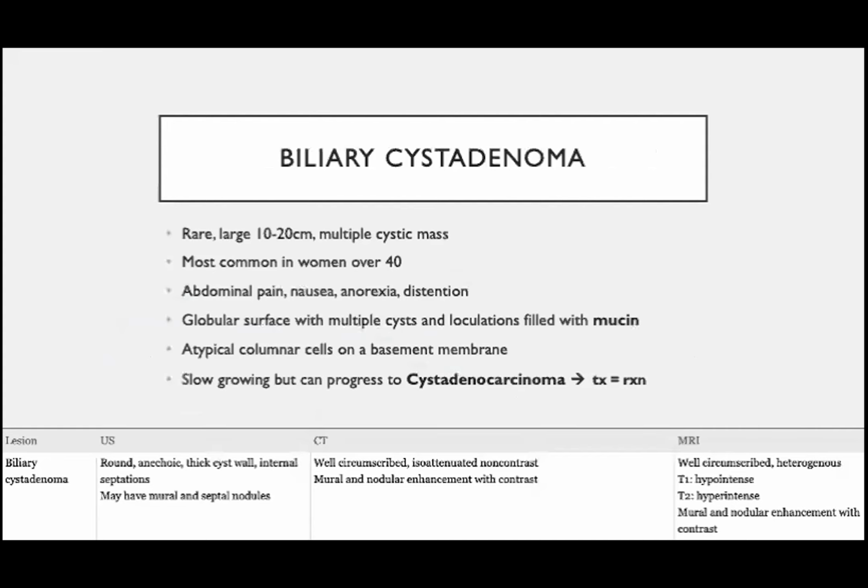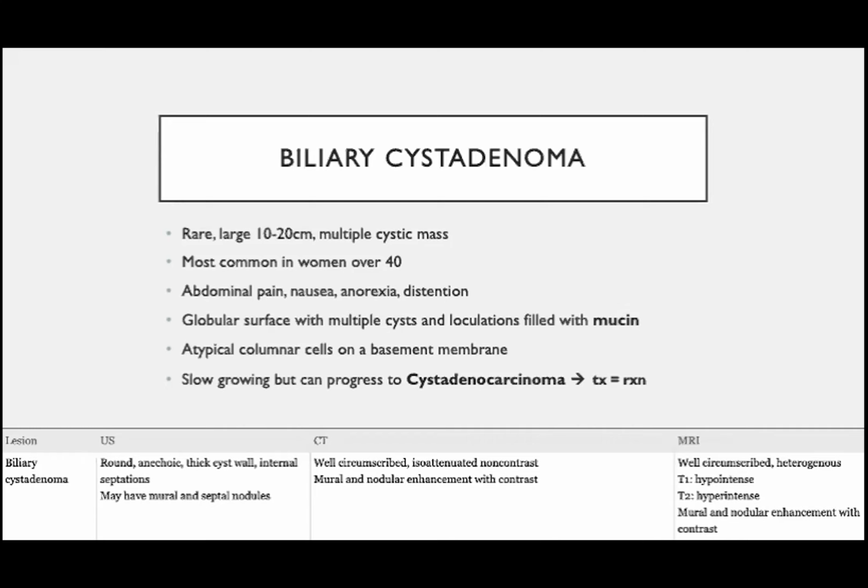Okay, biliary cystadenoma. These are rare, large, multiple cystic masses. They're more common in women over 40. They present with symptoms of lack of space, pain, nausea, anorexia, distension. These have a globular surface with multiple cysts and loculations that are filled with mucin. They have atypical columnar cells in a basement membrane. They are slow growing, but can progress to cystadenocarcinoma. Therefore, the treatment is resection.